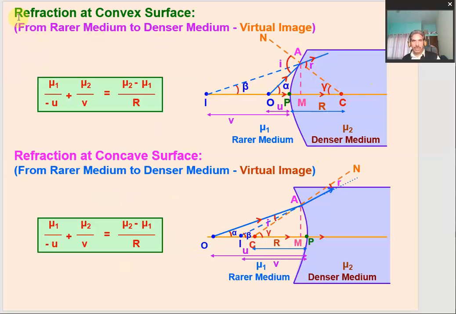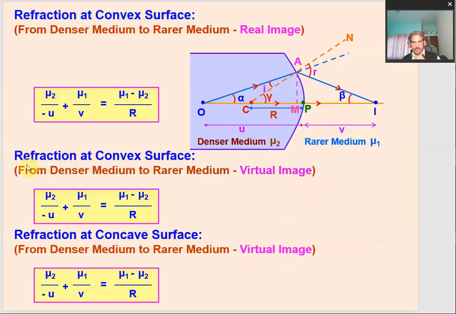This is the case for the convex surface, where the object is placed in the rarer medium and the image is formed in the denser medium. Or in other words, the image is formed only virtually in the denser medium, that means the image will be formed in the same medium, so it will be a virtual image. Keep in mind that you have to keep all the notations the same to make your derivation easy to remember in any case. So you get a formula here, you get a formula here, and similarly you will get a formula for all the different cases.